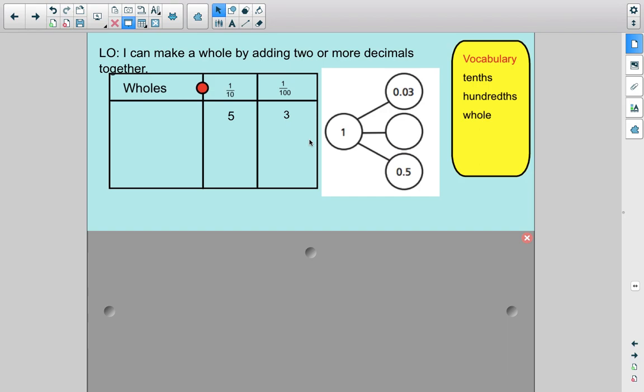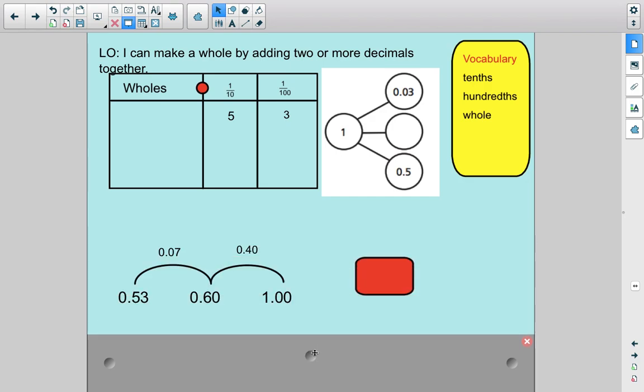How many more hundredths do I need to add to that 53 to get me to a whole? Remembering a whole is the same as 100 hundredths. I'm going to give you a minute just to have a go, have a work out, and then we'll see how you did.